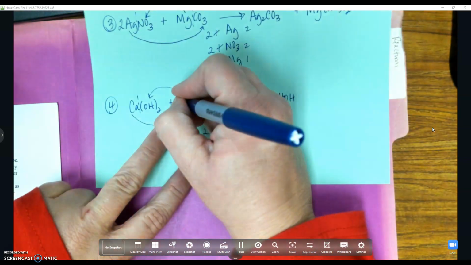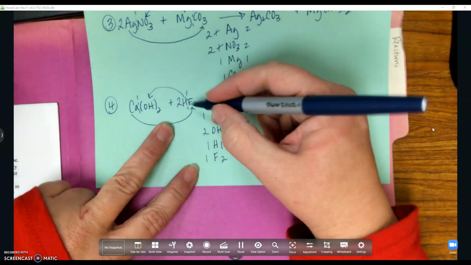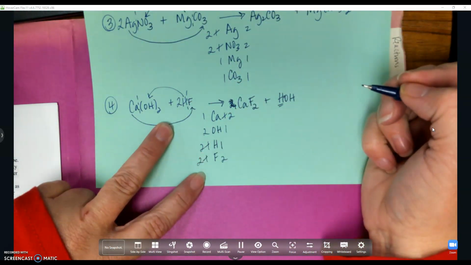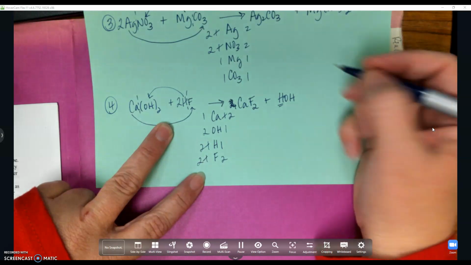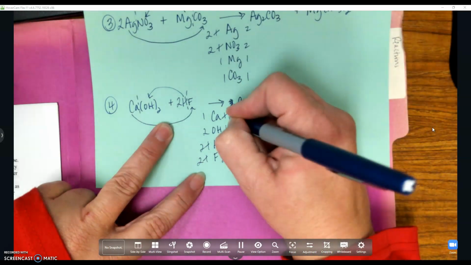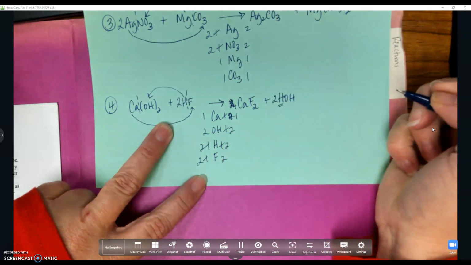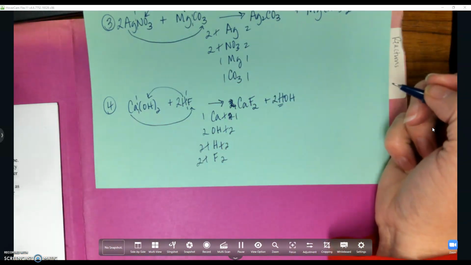I meant to put a 2 here. So if I do that, then I have a 2, and I have got 2 fluorines. And then I will need to put a 2 here, and that would be 2 hydrogens and 2 hydroxides. So that would be 1, 2, 1, 2.